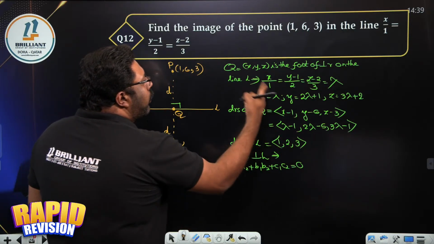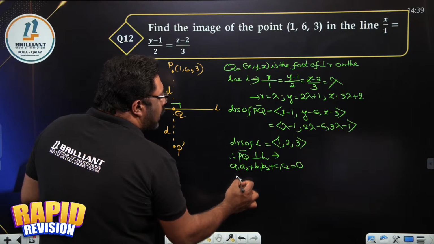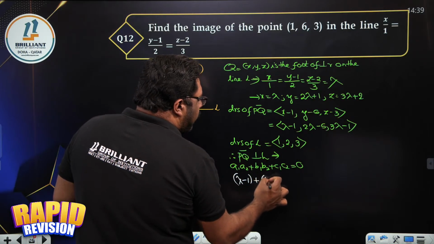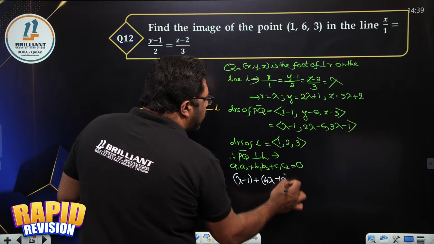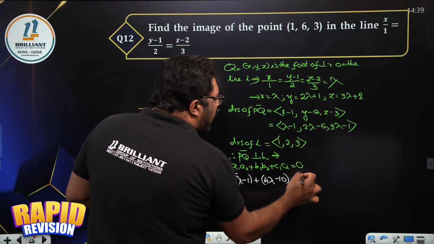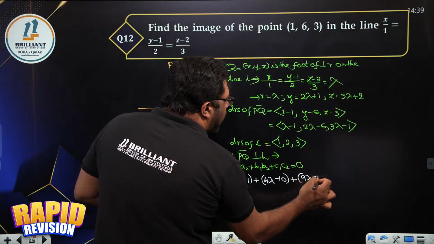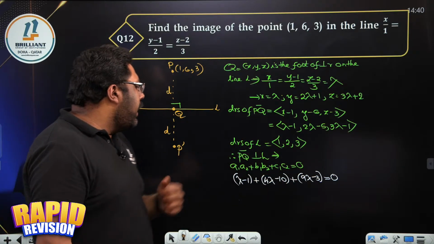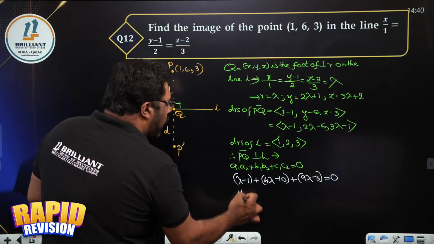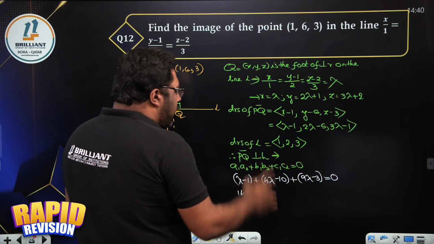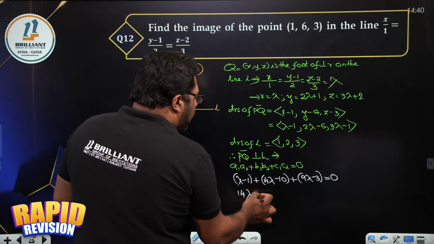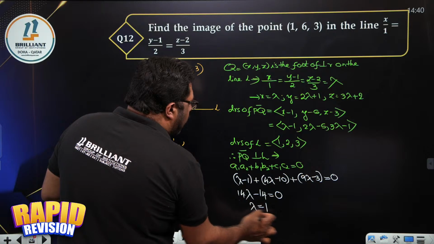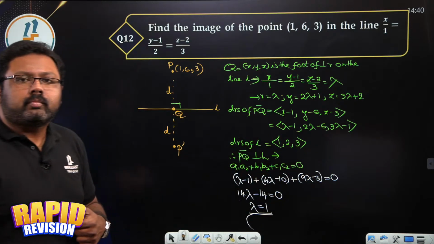Simplify it. 1 to lambda is lambda minus 1. 2 to 2 lambda minus 5, 4 lambda minus 10. 3 to 3 lambda minus 1, 9 lambda minus 3, equal to 0. Lambda, 4 lambda, 9 lambda is 14 lambda. Minus 1, minus 10, minus 11, minus 3, minus 14. Again good. We got lambda equal to 1.